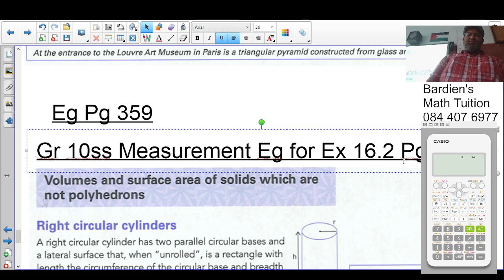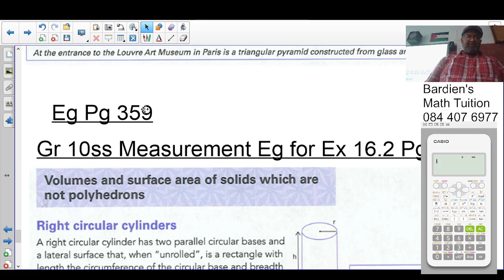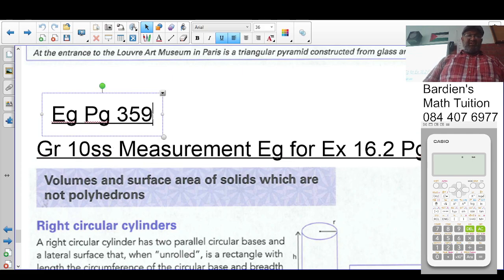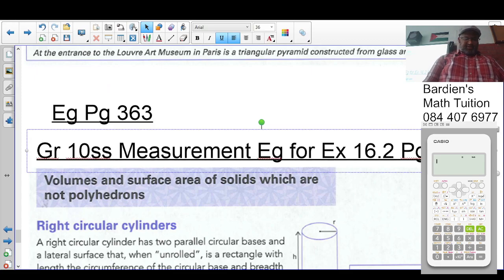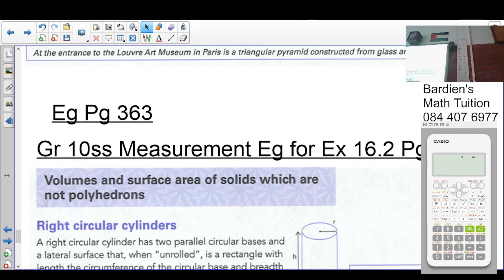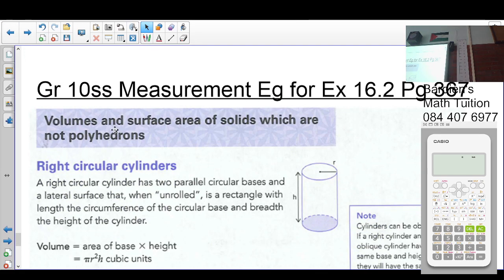Well, 16.2 is on page 363, and the examples to this are on page 300 and... Sorry? Okay, so this is on page 363. And the exercise is on page 367. Okay. Right, so let's go.